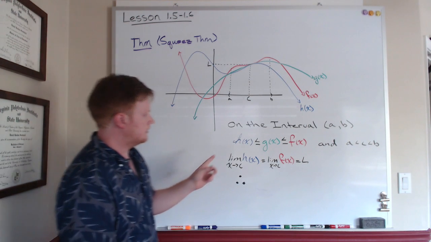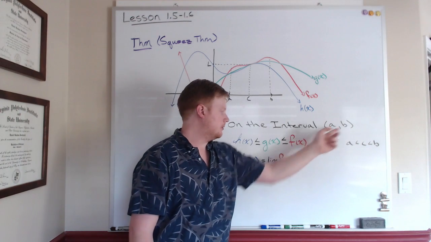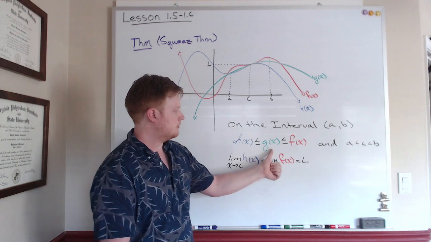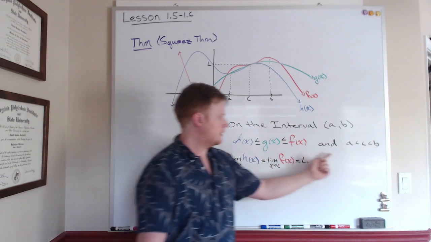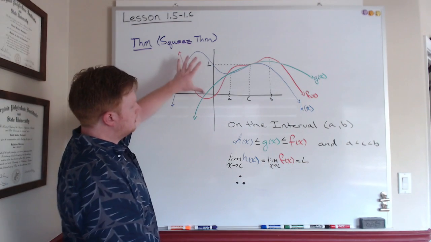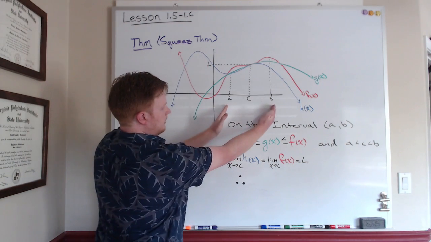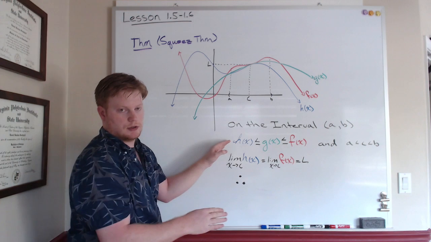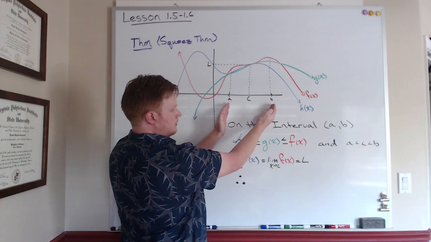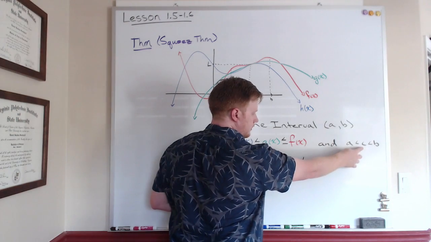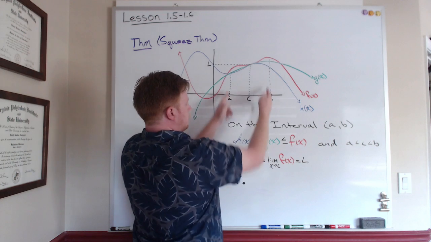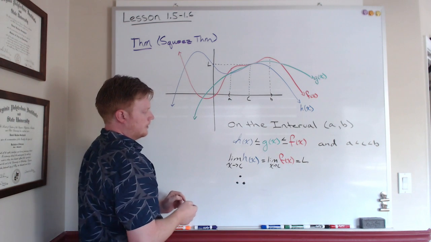Now it has to be the case that on some open interval a to b, this must happen. h of x must be less than g of x must be less than f of x. And there is some point c between a and b. So notice over here, outside of a and b, this statement is not true. But that's okay as long as there is some interval surrounding c that this is true. And it is true on this interval.